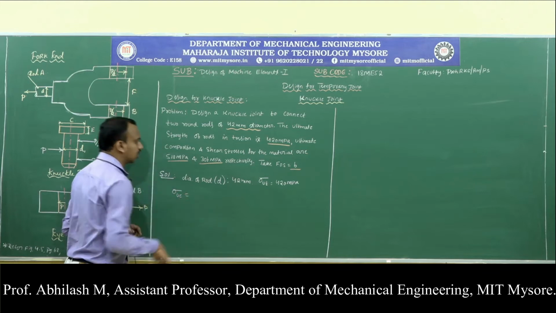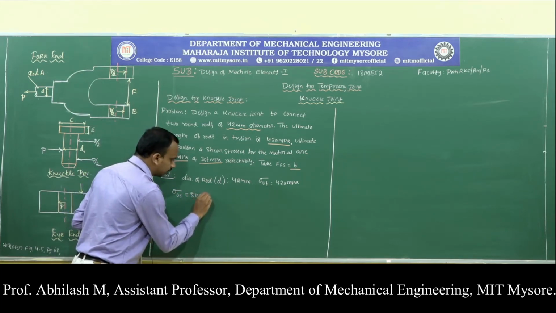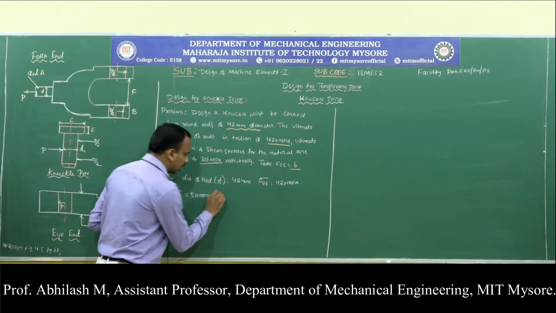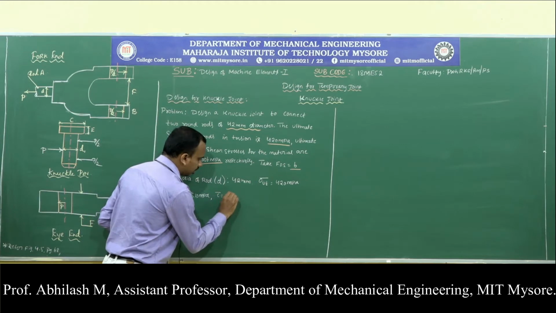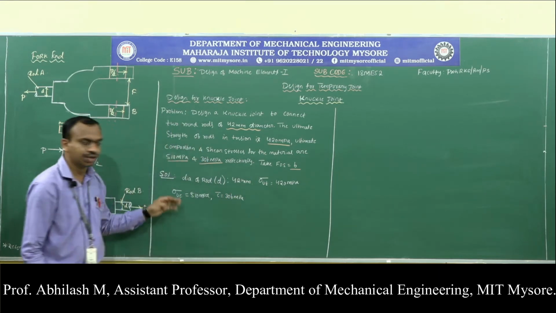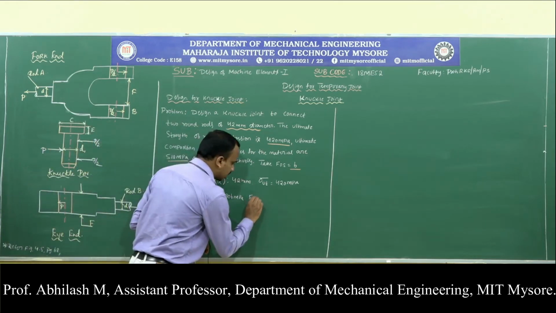The compression strength is given by 510 megapascal. Similarly, I have the shear stress for the material, which is given by 306 megapascal, and I am supposed to design by considering the factor of safety of 6.